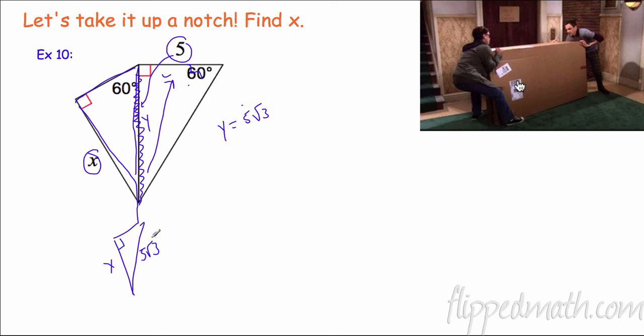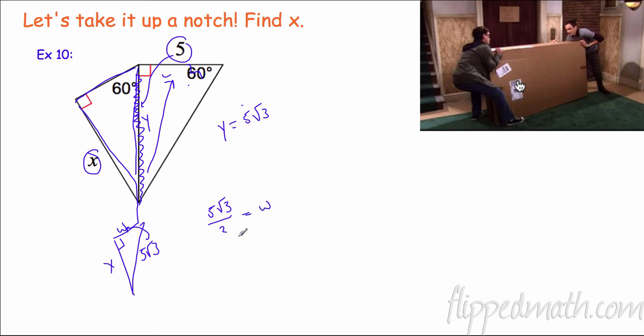Now, I'm going to get to the short side, even though I don't need it. That's my trick. There's no great way to go from here to here. I'm going to go from here to here. So I'm going to divide by 2. So 5 radical 3 divided by 2. We'll call this side w.